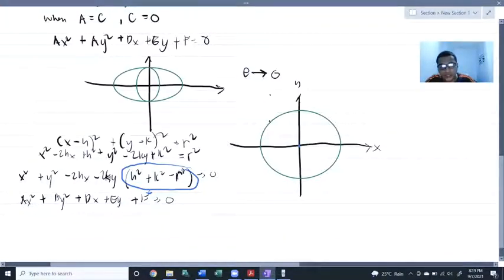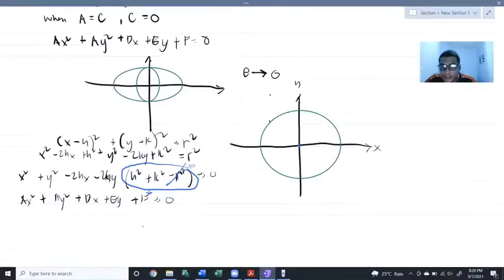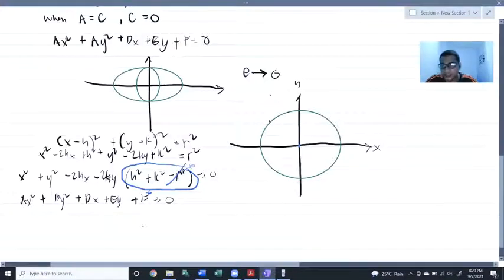Suppose that it is a point, then our radius must be 0. So if the radius is 0, then we have only the sum of the squares of h and k. This is always a positive number. So if f is positive, it is not a circle, it is a point. But if our f is negative, then it must be a circle.